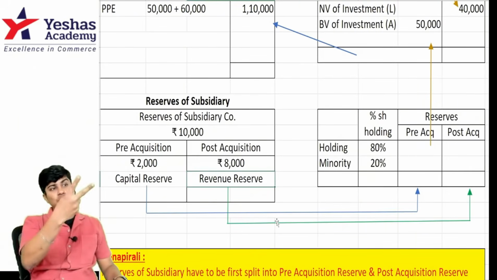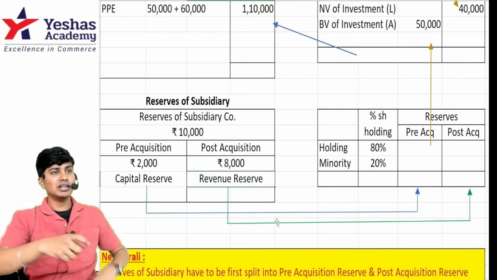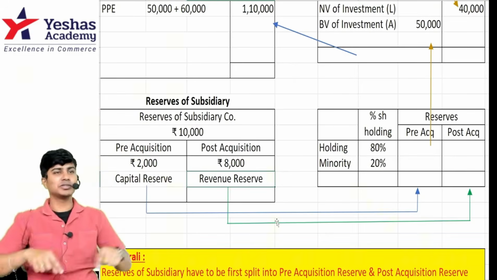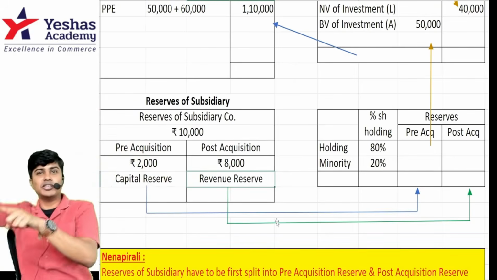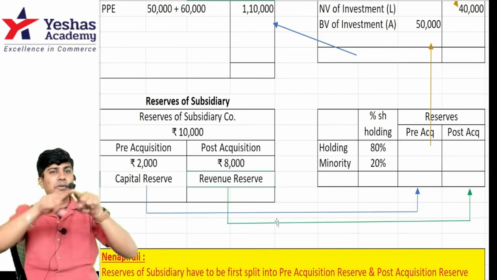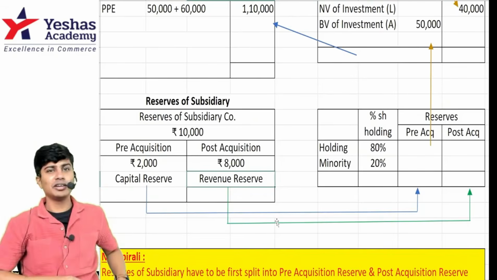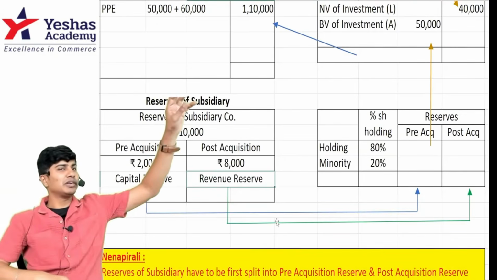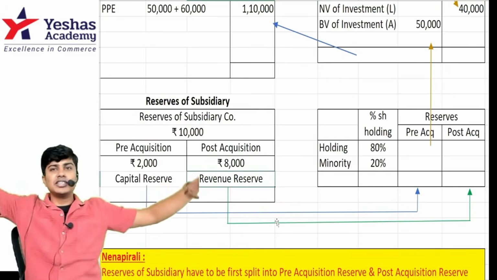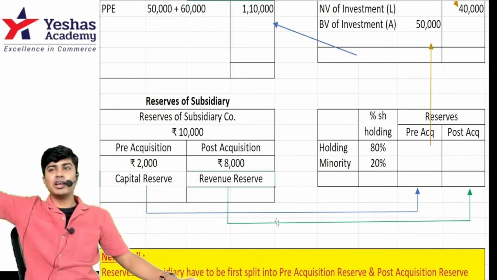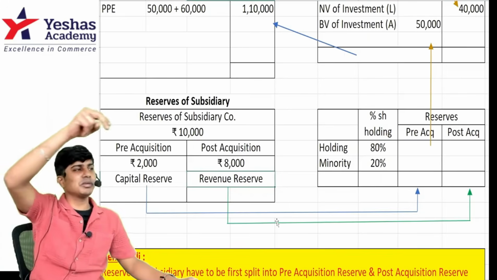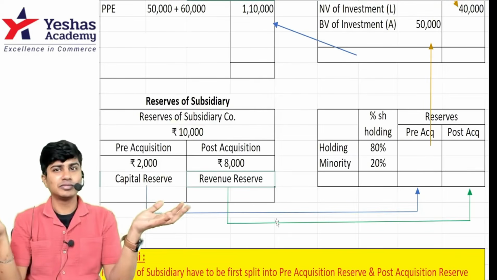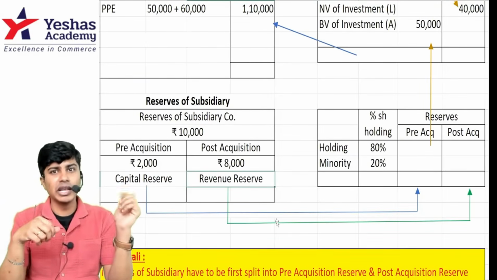Very soon, I'll give you two reserves: general reserve and P&L. General reserve, pre-post. P&L, pre-post. General reserve pre holding minority, general reserve post holding minority. P&L pre holding minority, P&L post holding minority. What if I add one more, securities premium? Then general reserve, P&L, securities premium. What if I add one more, revaluation reserve? Each reserve pre-post, pre-post, pre-post, pre-post. Pre holding minority, post holding minority, pre holding minority, post holding minority. Due to that, it will look like a taproot system. We used to write it like a roots drawing. It will be like that.